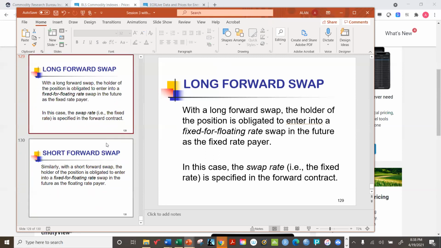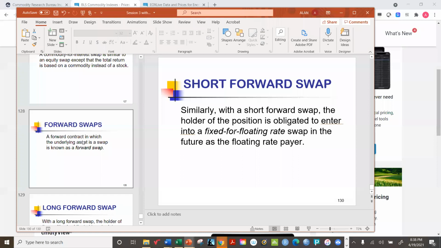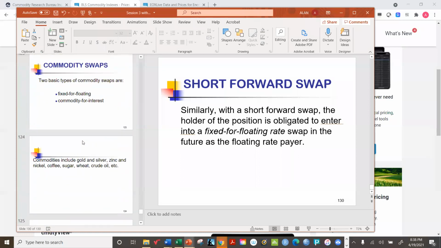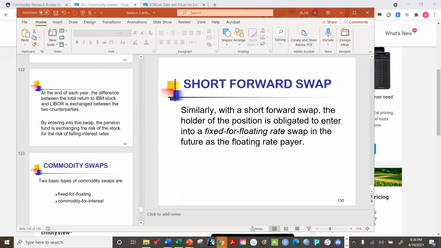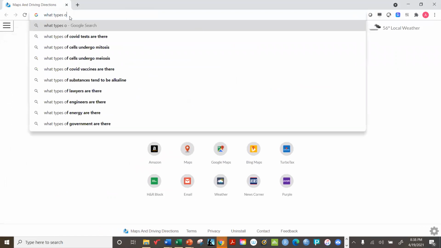And then, of course, the opposite would be called a short forward swap, where you're doing the opposite. In this case, you're agreeing to enter into an interest rate swap as the floating rate payer instead of the fixed rate payer. Okay. So now I'm sure there are others. I just only picked a handful of them. The thing about swaps, though, is because they're over-the-counter products, there probably are many strange ones that we've never even heard of.